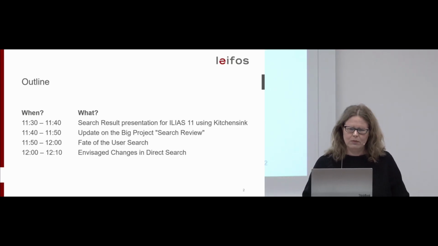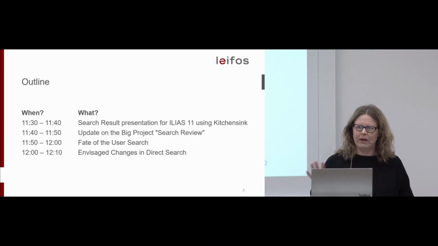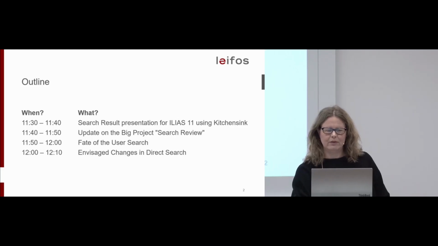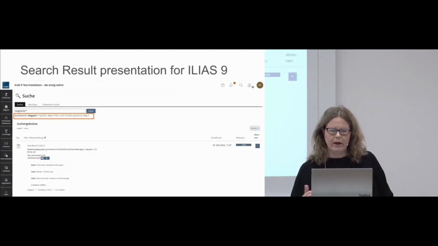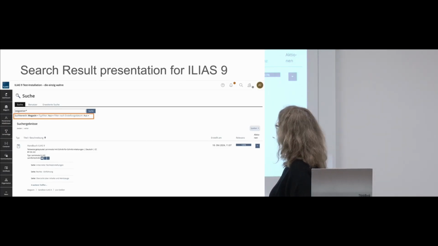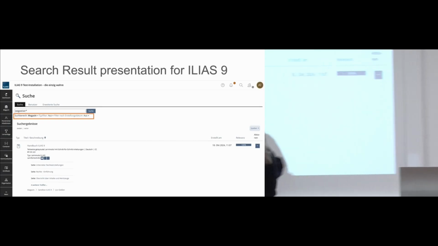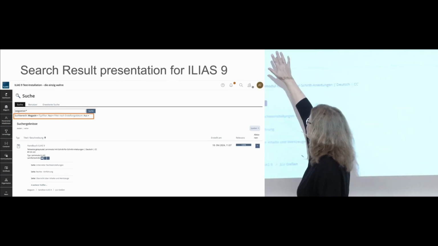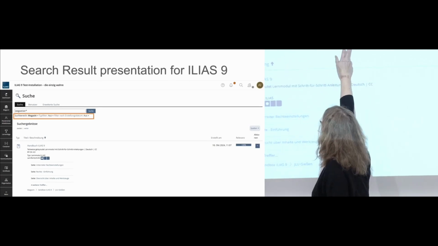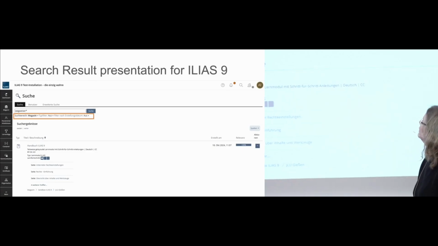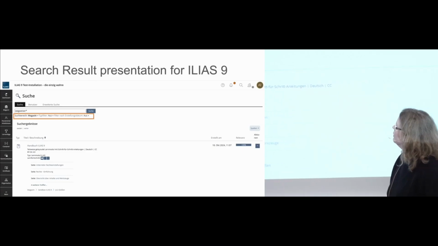I specifically would like to get some feedback about user search and want to inform about envisaged changes in the direct search. Okay, this is the result presentation in ILIAS 9. So I have carried out a search. I am presented with a search tab. I have an input field and a button underneath, some very specific filter options.